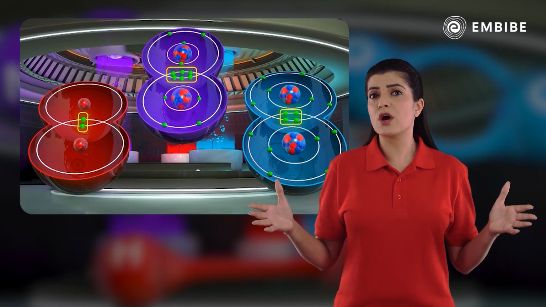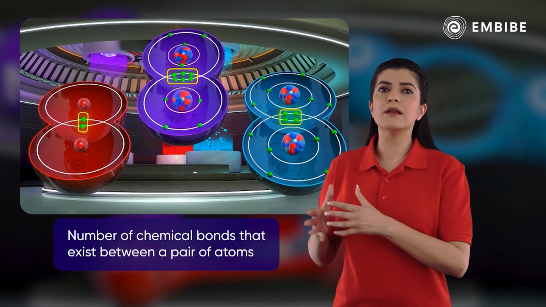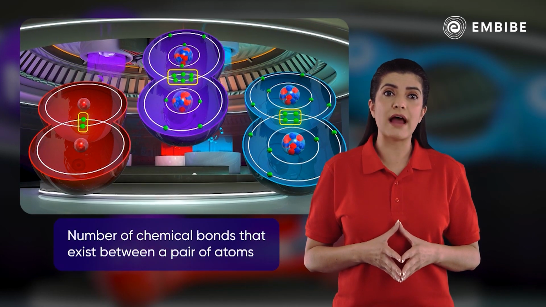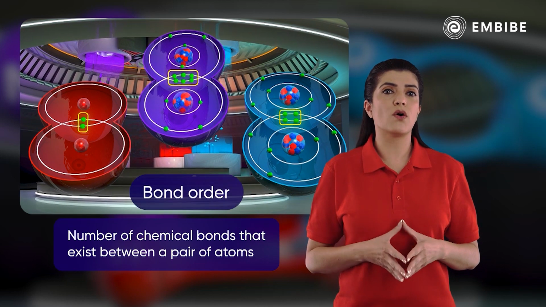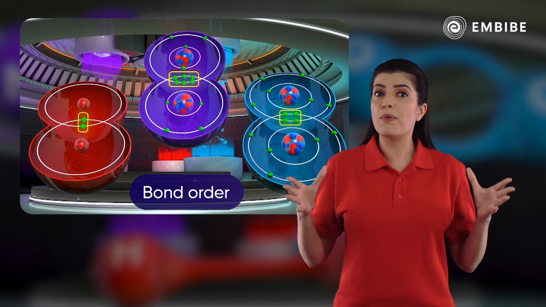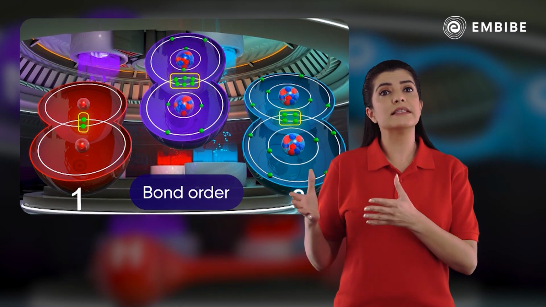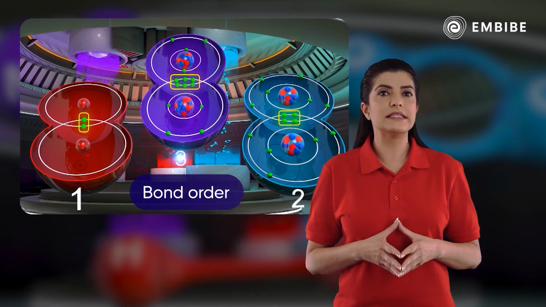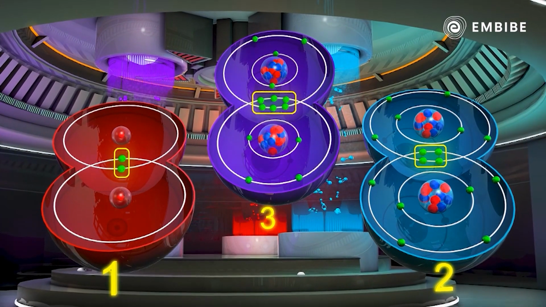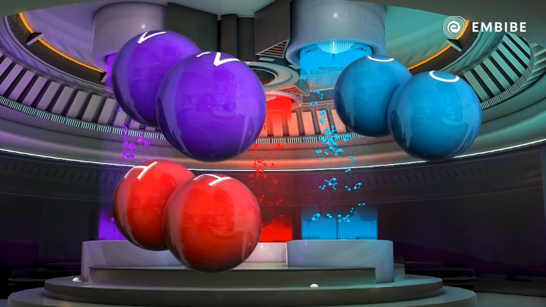The number of electron pairs shared between the atoms, or the number of chemical bonds that exist between a pair of atoms, is called its bond order. Accordingly, in diatomic hydrogen, the bond order is 1, in oxygen, the bond order is 2, and in nitrogen, the bond order is 3.